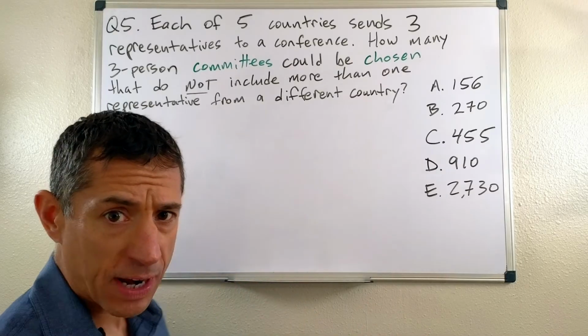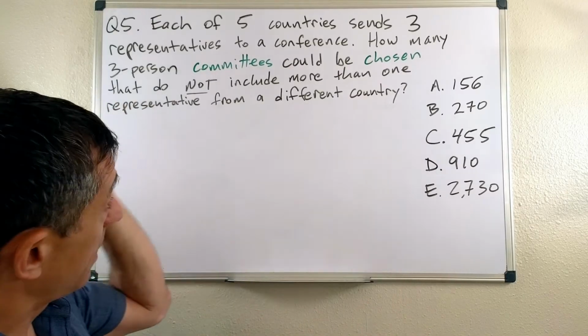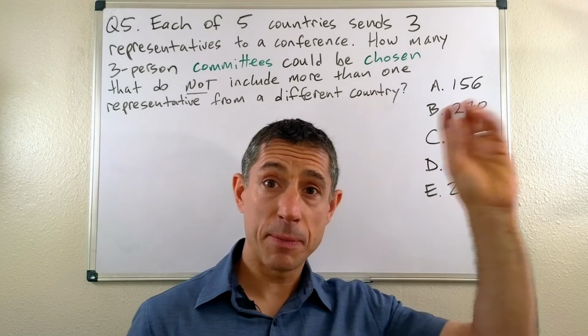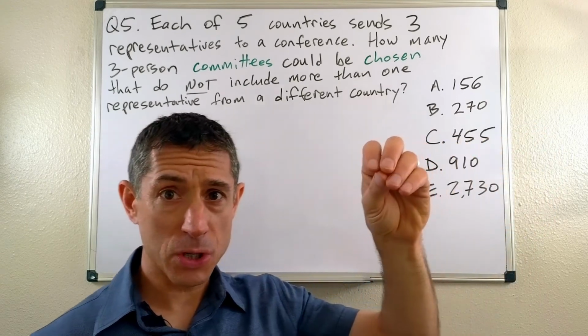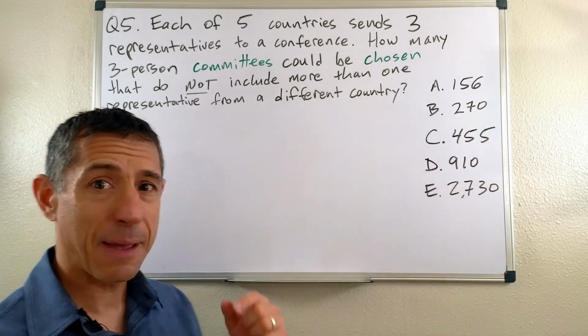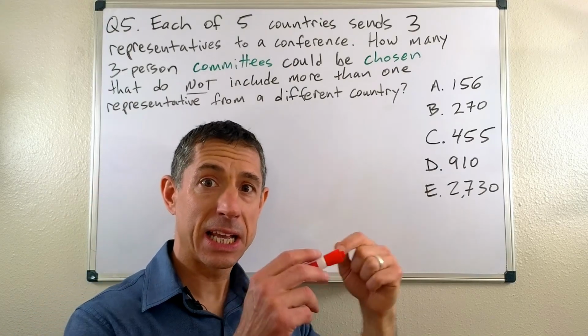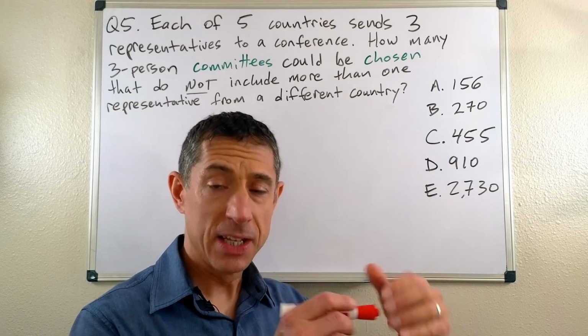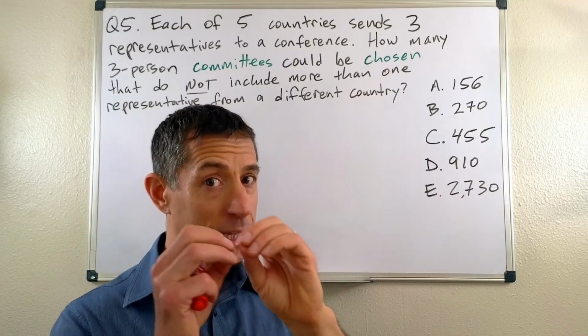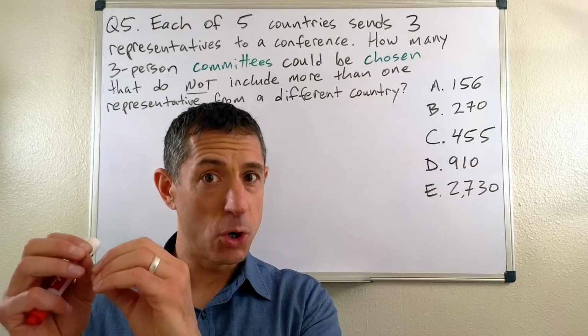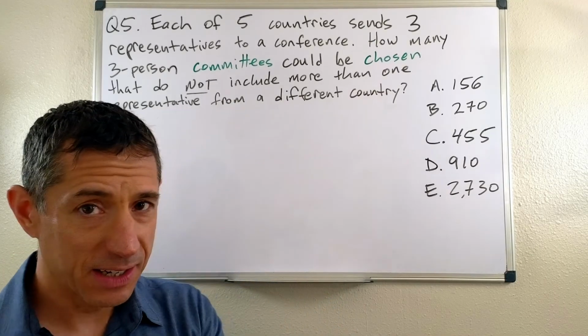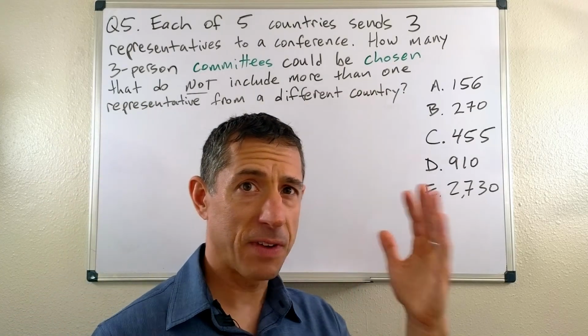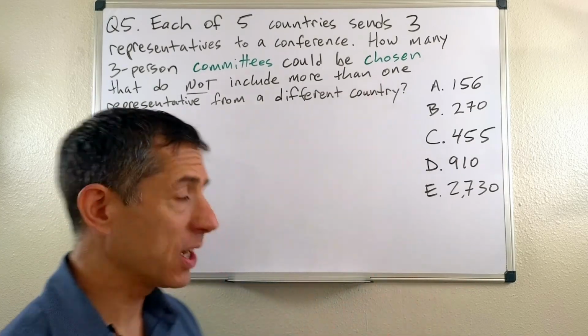We're just going to focus on one right now. Okay, 5 countries. Each country is sending 3 people to a conference, so you've got 15 people total. We're going to choose a 3-person committee that does not include more than one representative of a different country. So there can only be no more than one person from each country, 3 people on the committee, 5 countries represented. What do we do here?